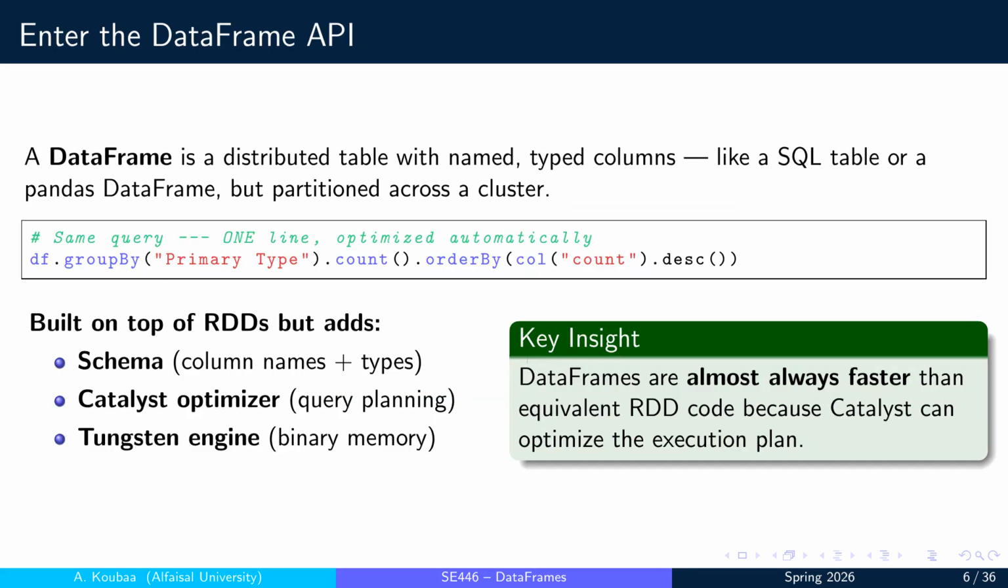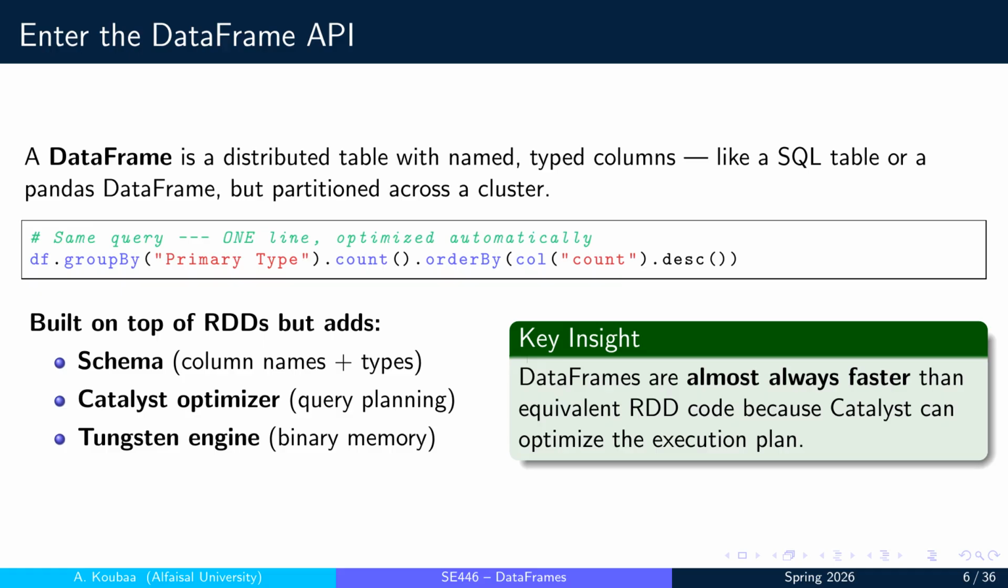So the answer to the limitations we saw with RDDs is the data frame API. A data frame is essentially a distributed collection of data organized into named columns, very much like a table in a relational database, or more familiarly for many of you, a pandas data frame. The key difference, of course, is that it's partitioned and processed across a cluster.